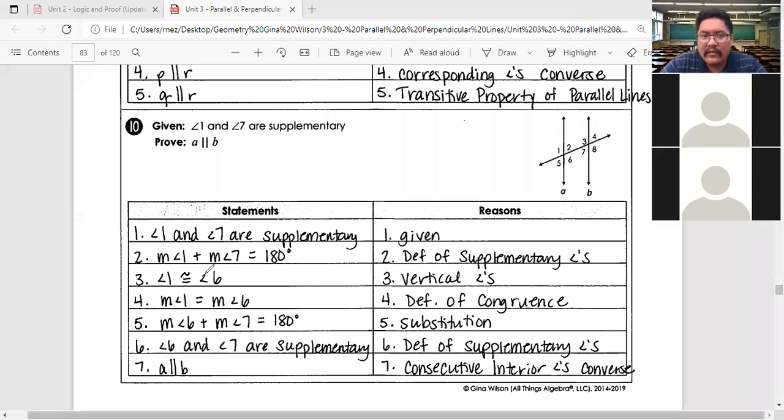So "and" is just another word for plus. 1 and 7 stay the same, and we replace supplementary with 180. Again, all we did is get ready to do math stuff with it. So now we set it up.